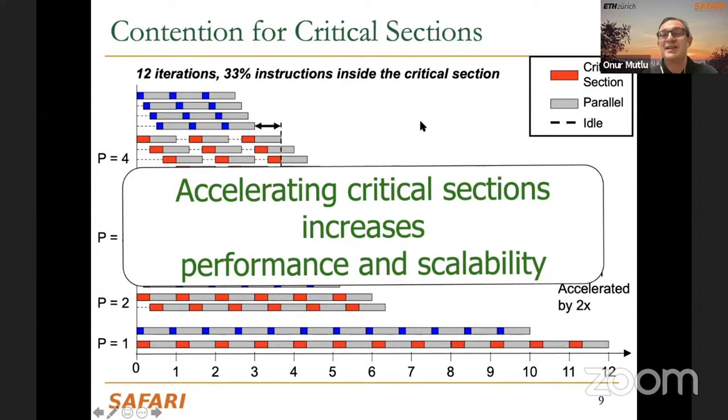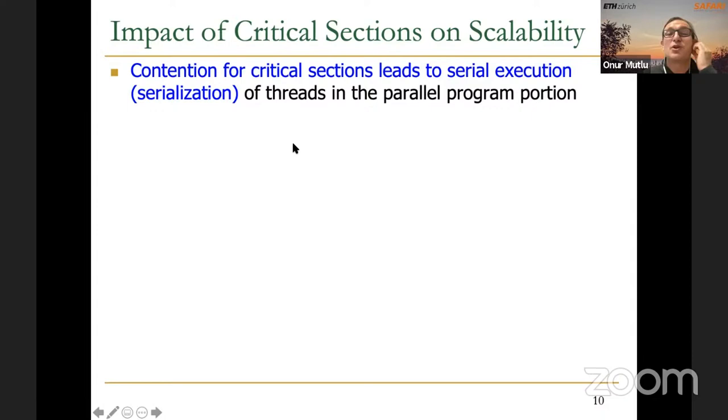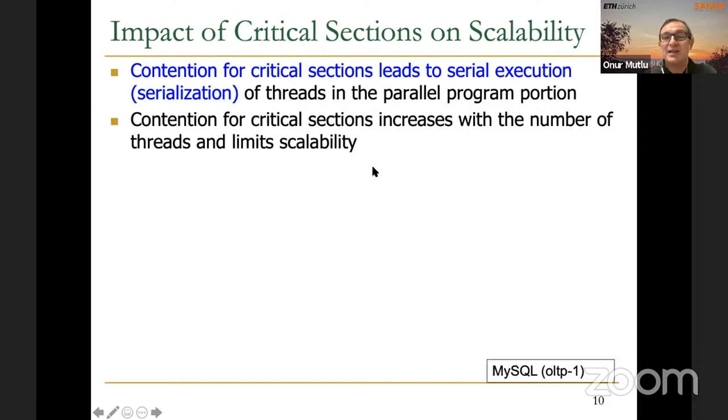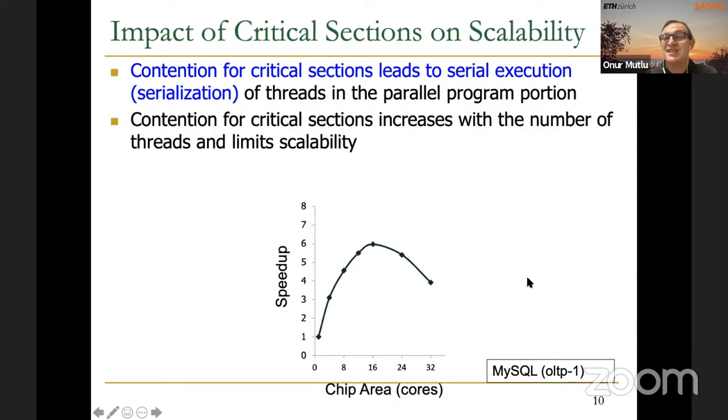But let me actually give you some more data. Clearly, contention for critical sections leads to serial execution of threads in the parallel program portion. And contention for critical sections increases with the number of threads and limits scalability. And let's take a look at the example that I showed you in the previous lecture. We're going to look at MySQL, a database application with real inputs, with real applications, essentially, not the toy application that I showed you as a thought experiment earlier.